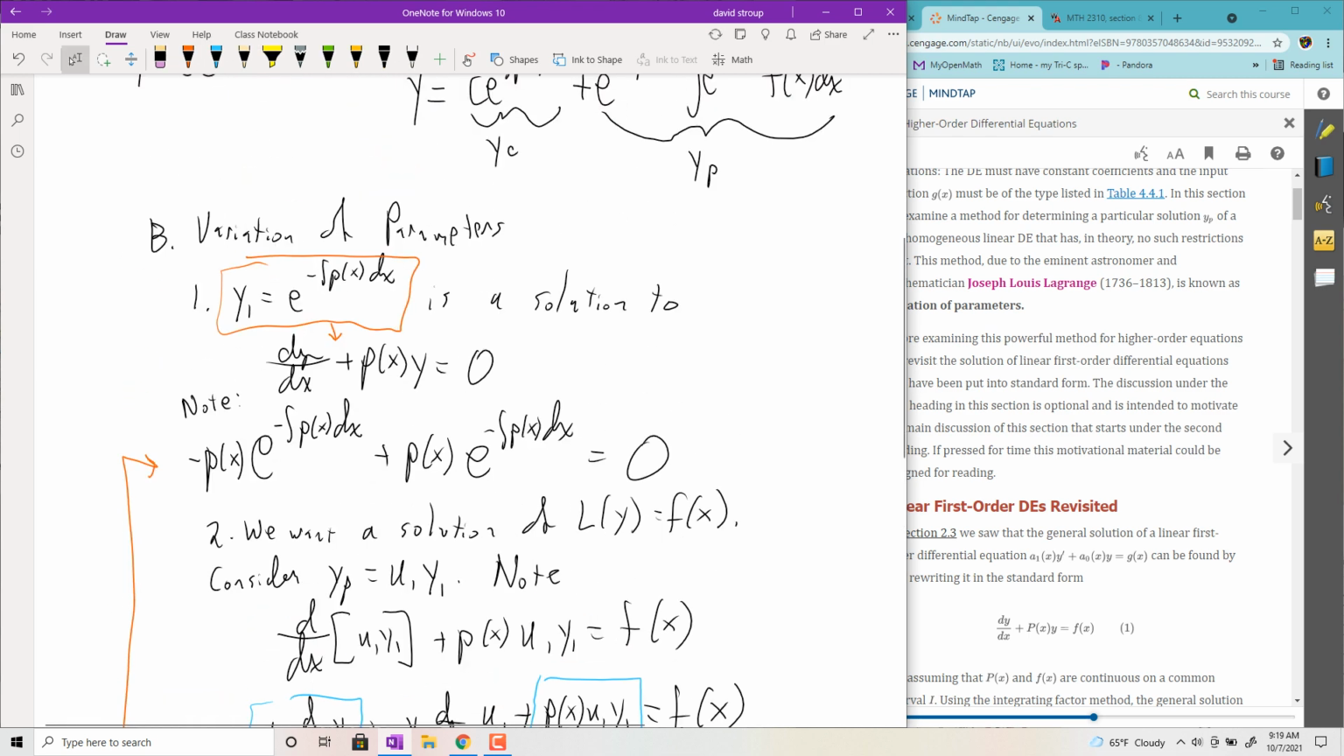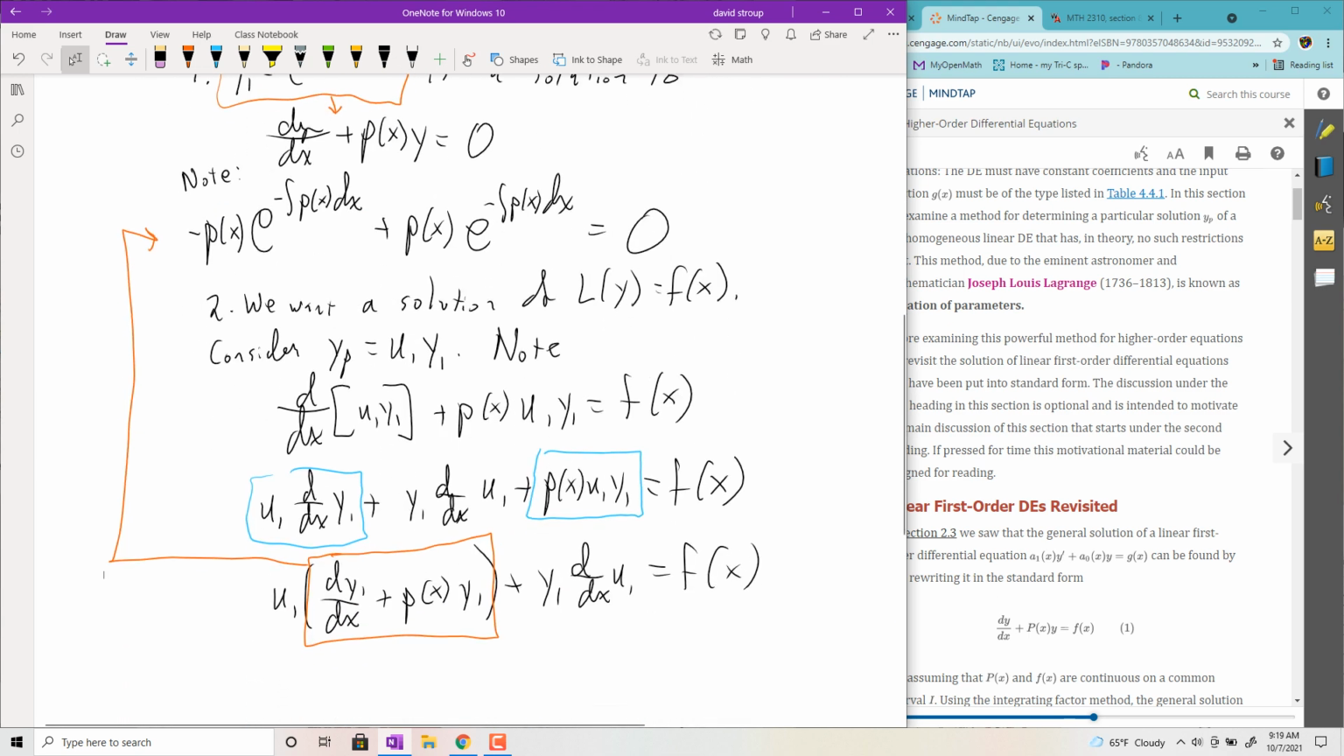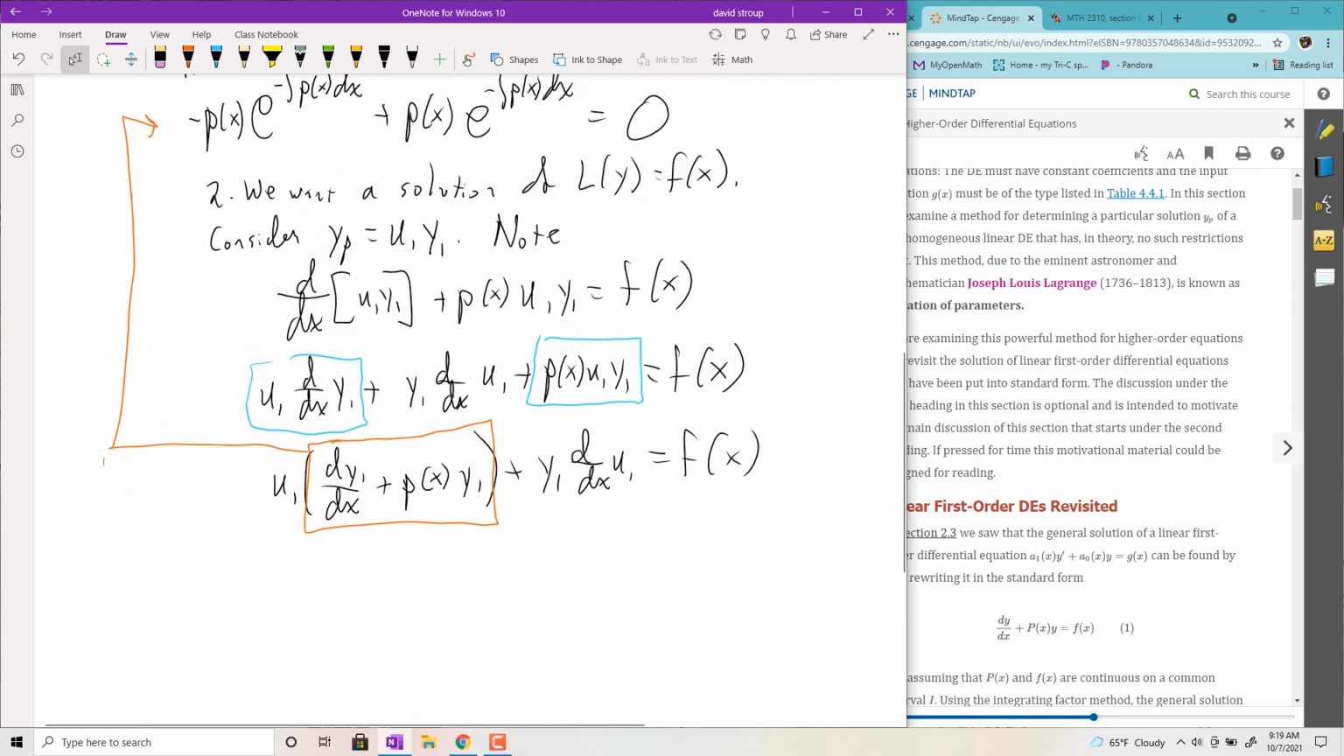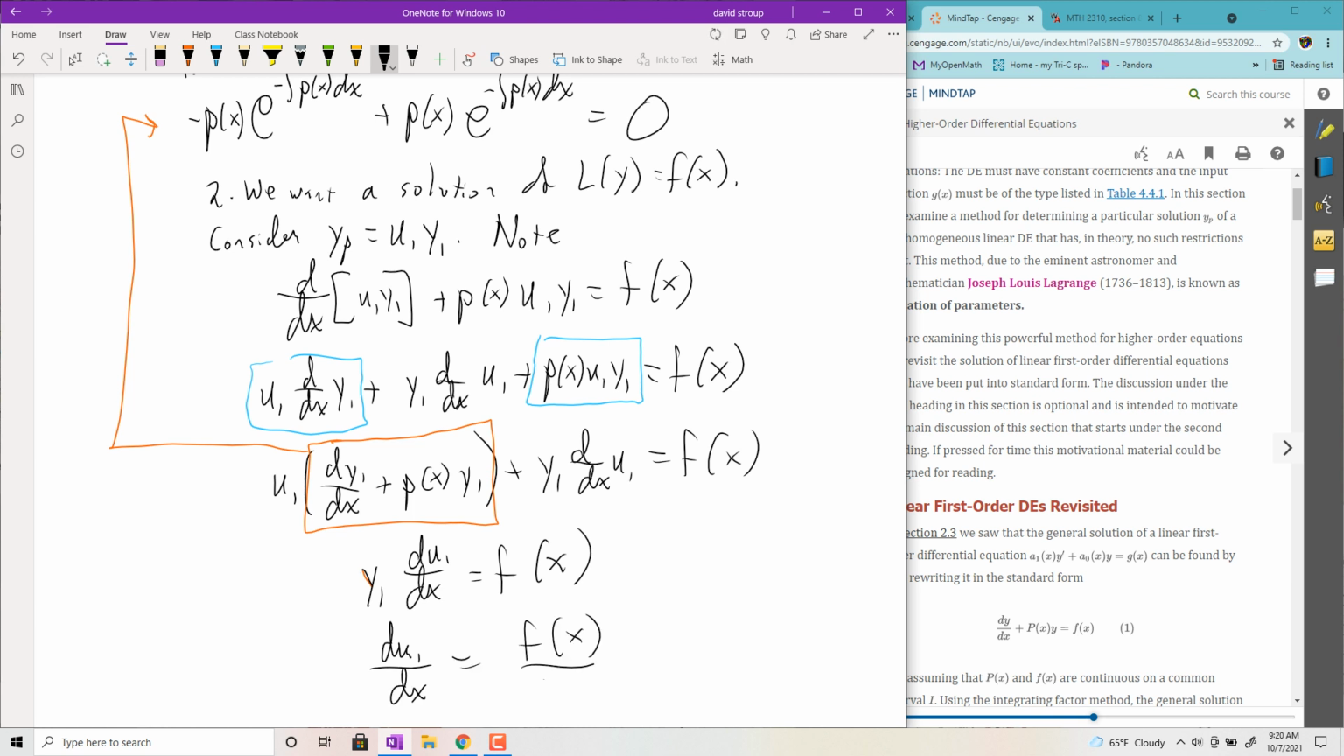Because that y1 is just the e to the negative integral p of x dx, which we plugged into that equation and showed was equal to 0. So we can get rid of that part and just have y1 times the derivative with respect to x of u1 equaling f of x. And then we could solve this as a differential equation, right? So after separating, du1 with respect to x equals f of x all over y1.